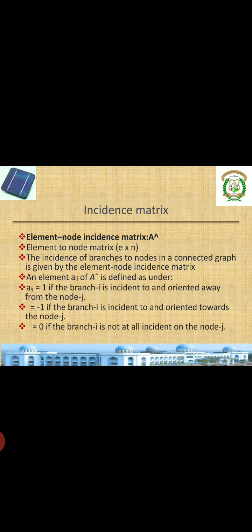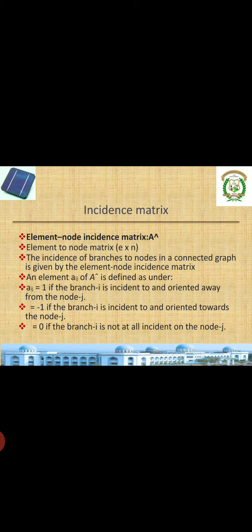If Aij is 1, it means the element i is incident to node j and oriented away from that node. If Aij is -1, it means the element i is incident to node j but oriented towards it.